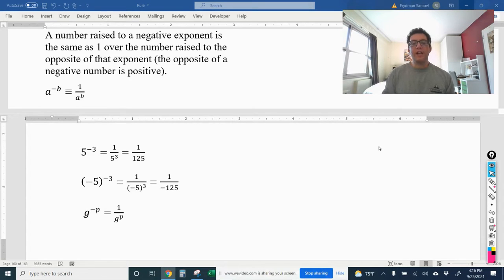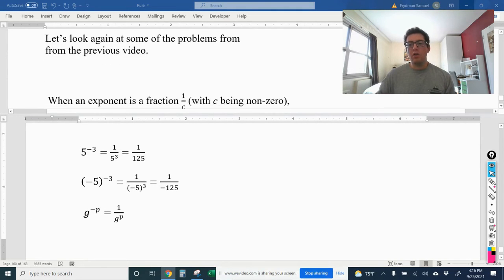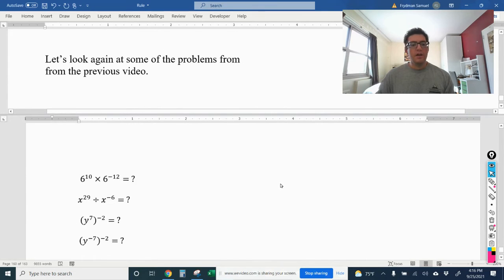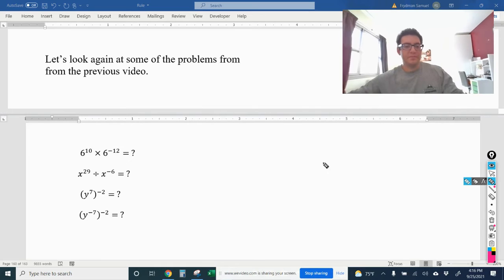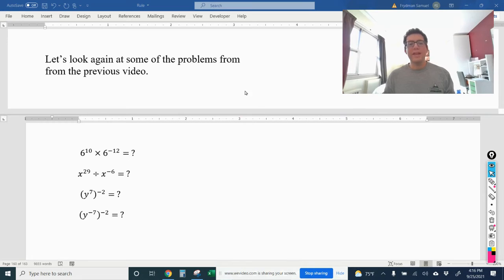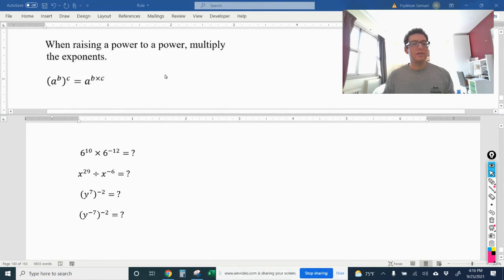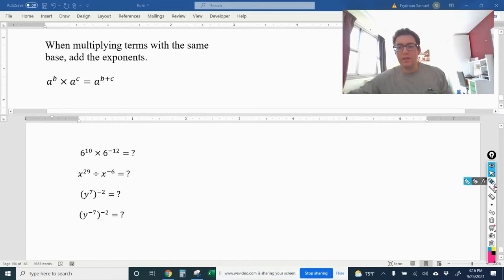All right, before we move on to fractional exponents, I want to go back and redo some of the problems we did in the last video. If you recall, in the last video, we did do these problems, even though at that time we did not know what a negative exponent was. We answered them this way. So 6 to the 10th power times 6 to the negative 12th power, we answered that by following this rule over here, which says if the bases are the same, we can add the exponents.